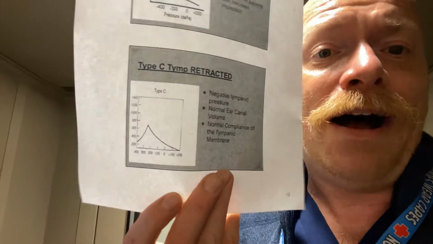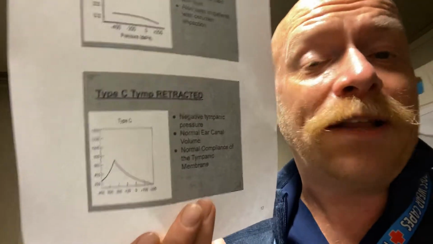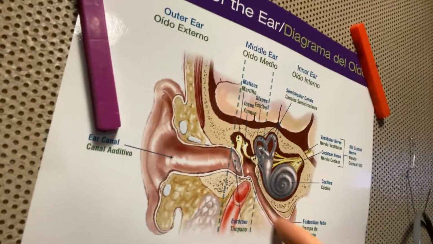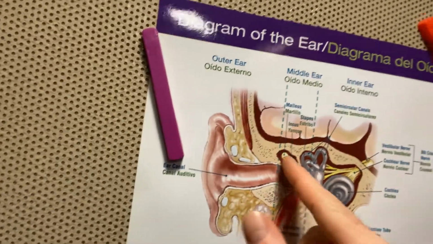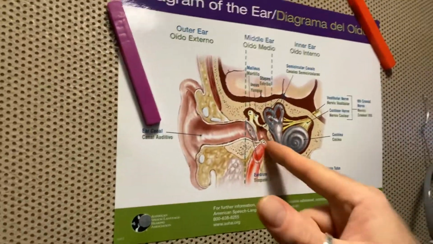We can also get what's called a type C, a retracted tymp. That's what's here at the bottom, where it does indeed have a peak, but the peak comes at a place of negative pressure, meaning that the eustachian tube, this tube that connects the ear and throat, is probably clogged. The eardrum moves, but it moves in a negative pressure situation, meaning that some of the stuff is like sucked out of the space because we've got a vacuum going on here. This tube isn't opening up the way that it should.